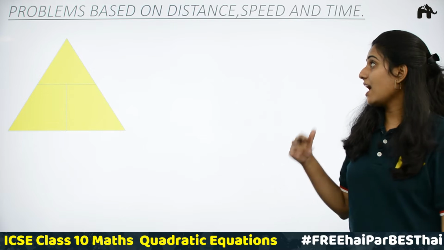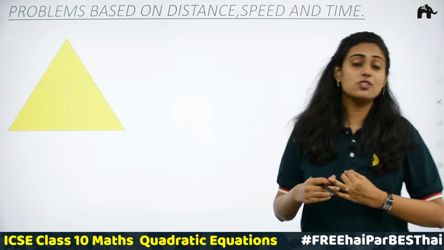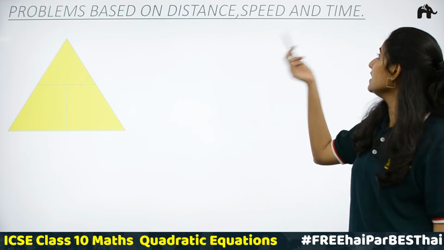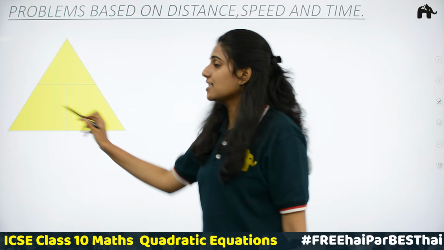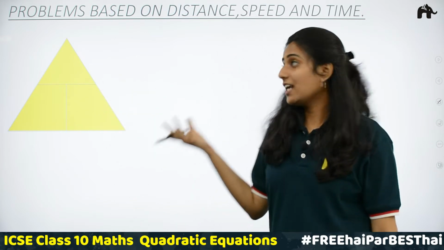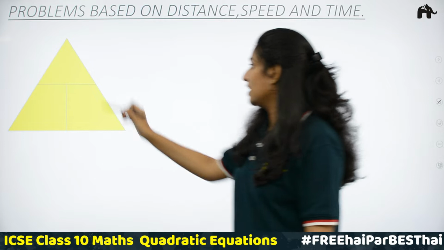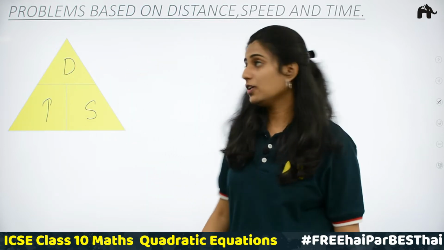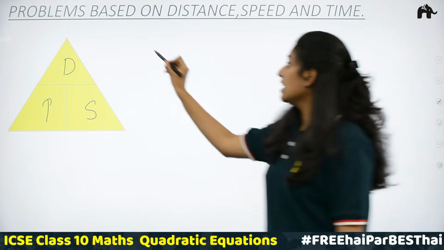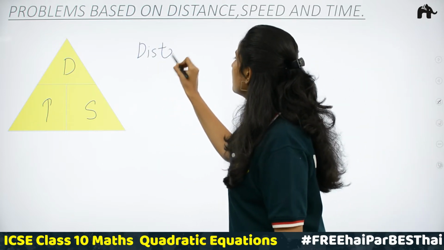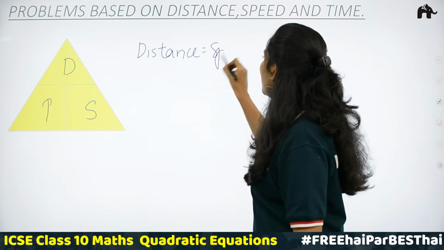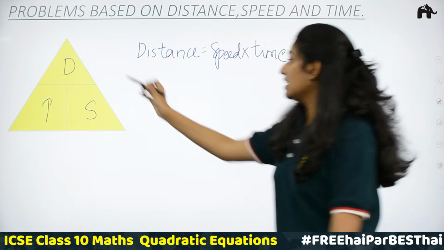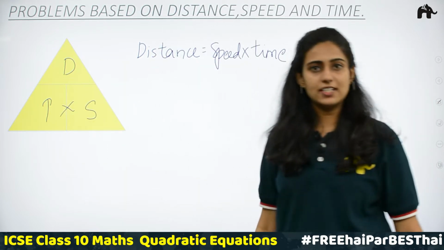In our previous class, we have solved problems that were based on numbers, based on work and time, based on geometrical figure. Let's see how to solve problems that are based on distance, speed and time. Here you can see a triangle. I'll bring you a relation that connects distance, speed and time. Here we have distance, here we have time and here we have speed. The important relation is distance is equal to speed into time. You all know this relation, right? Distance is speed into time.